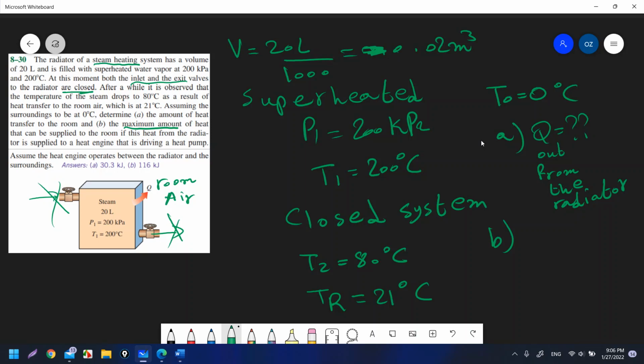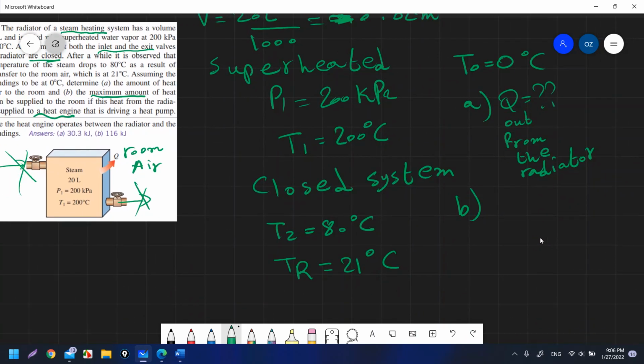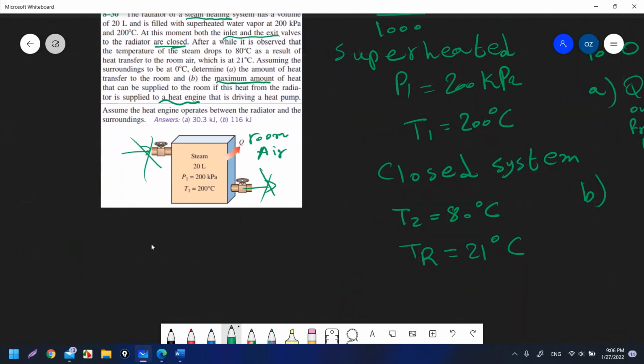The maximum amount of heat that can be supplied to the room, if the heat from the radiator is supplied to a heat engine. So this Q, let's put it here, this Q out from the radiator is supplied to the heat engine that is driving a heat pump.